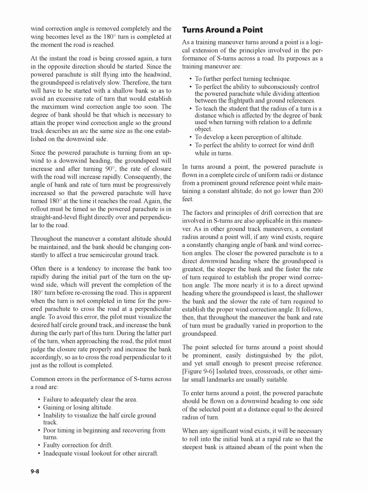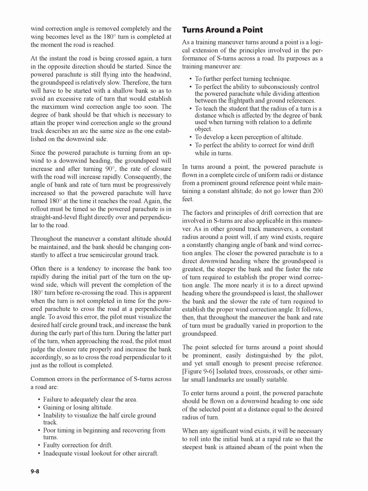turns. In turns around a point, the powered parachute is flown in a complete circle of uniform radii or distance from a prominent ground reference point while maintaining a constant altitude. Do not go lower than 200 feet. The factors and principles of drift correction that are involved in S-turns are also applicable in this maneuver. As in other ground track maneuvers, a constant radius around a point will, if any wind exists, require a constantly changing angle of bank and wind correct tie-in angles.